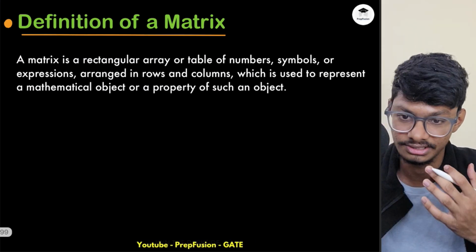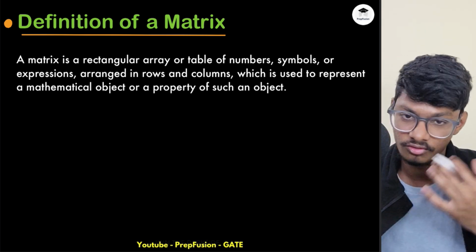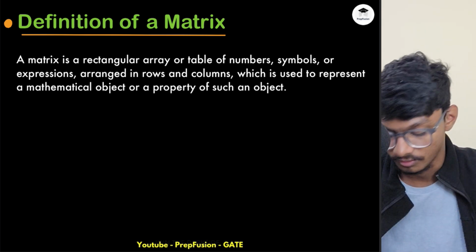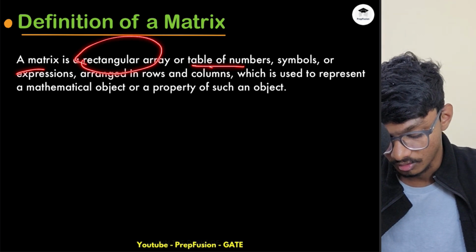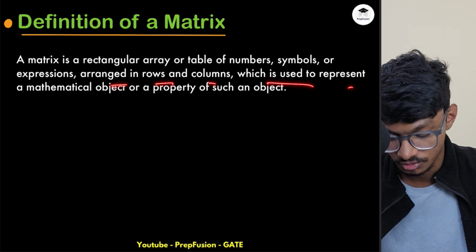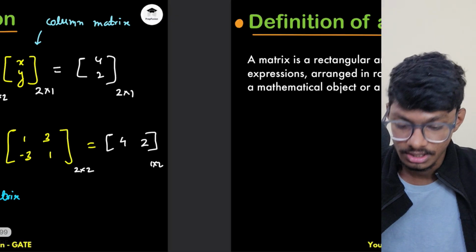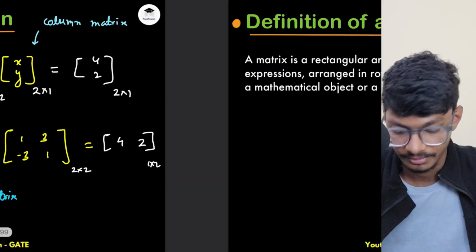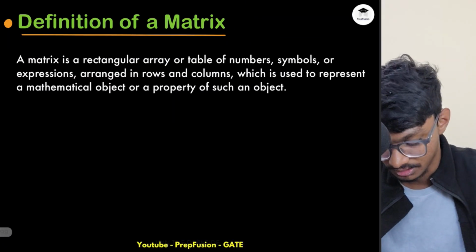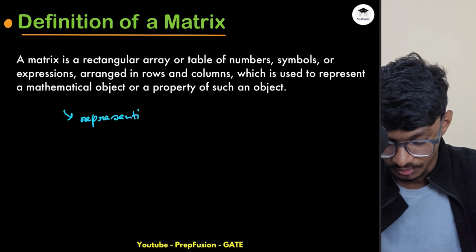So let's basically understand what is a matrix. Okay, let's understand the definition of a matrix. So what is a matrix? You already studied this in your 11th, 12th. A matrix is a rectangular array or table of numbers, symbols or expressions arranged in rows and columns, which is used to represent a mathematical object or a property. So basically here we are representing linear equations.